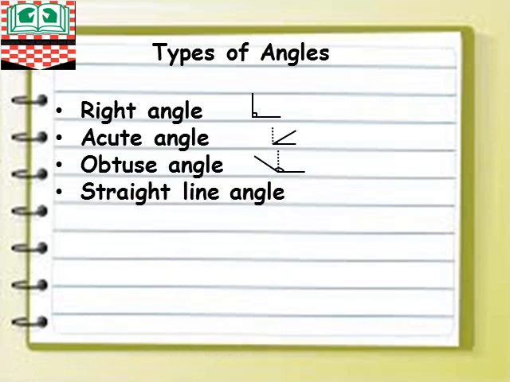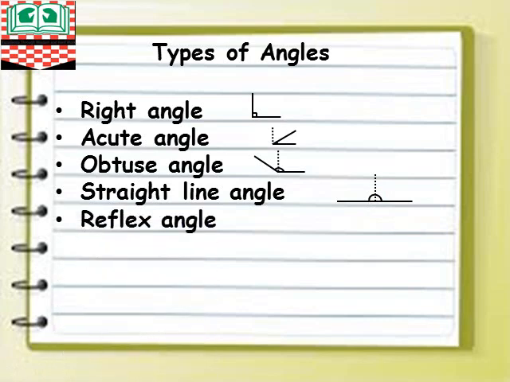Okay, now the next one is straight line angle. You can see this line here and this line here, they come together here actually to form a straight line, and it's measured 180 degrees. You can see this part is a right angle, isn't it? This other part is also a right angle. So two right angles make straight line angle, which is 90 plus 90, 180 degrees.